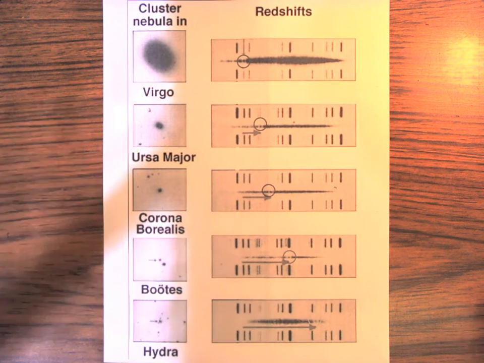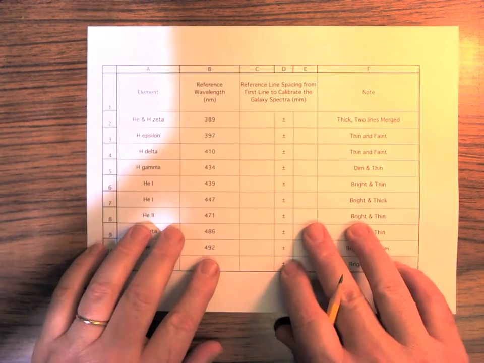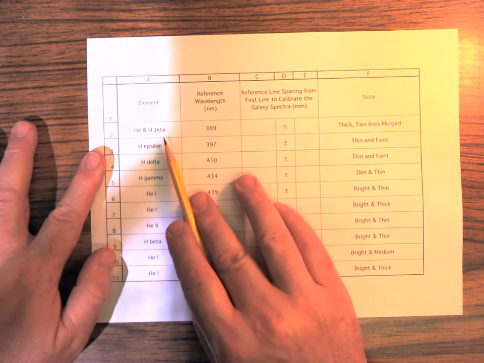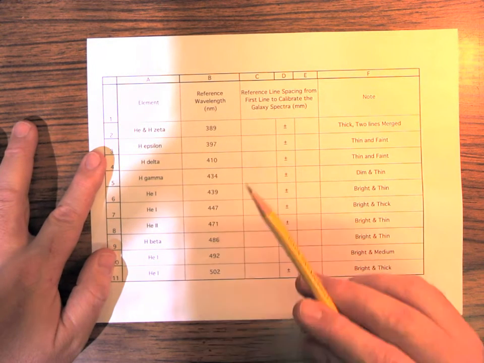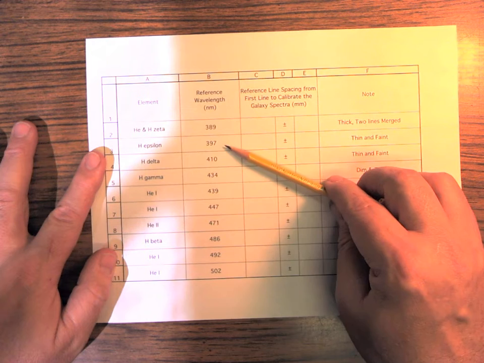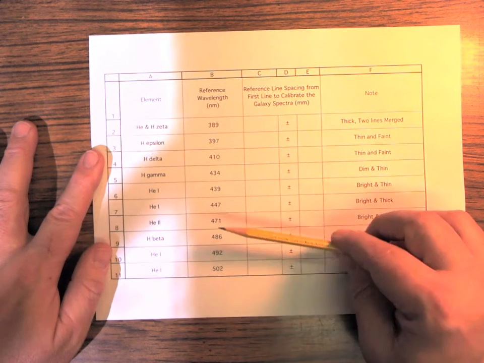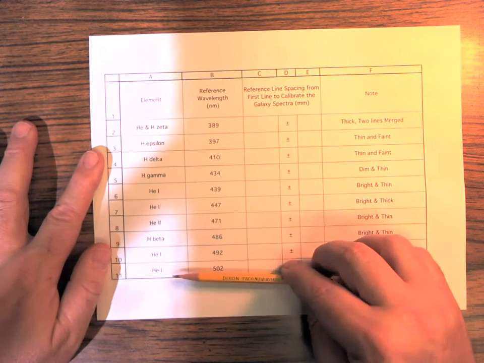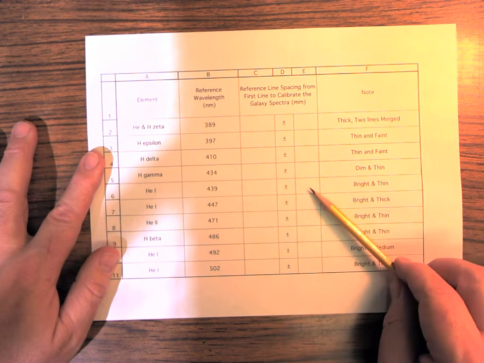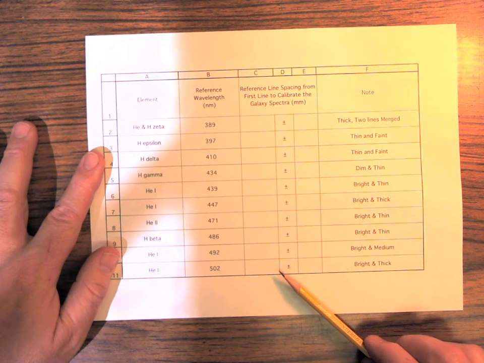I also printed out, so I would have it to show you, the part of the spreadsheet with the calibration data. These are the reference wavelengths of all of the wavelengths on the calibration part of the spectrum. These are their names, and these are where you fill in the actual distance they are from a reference point.